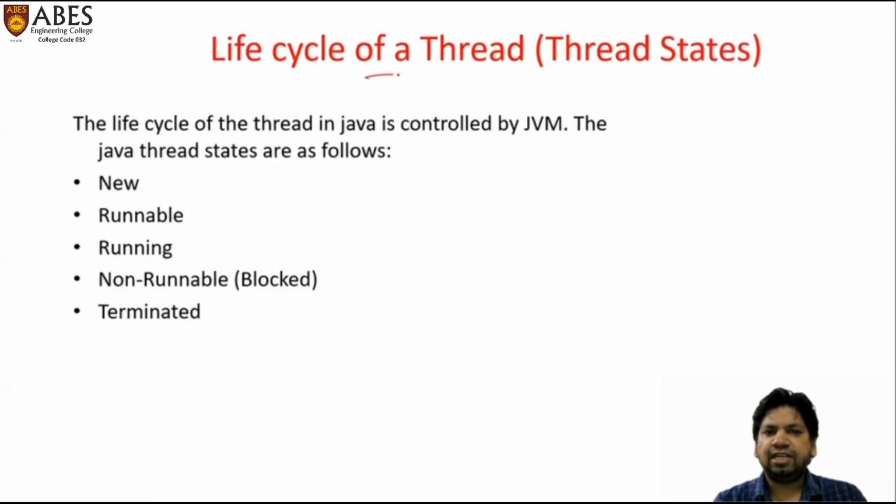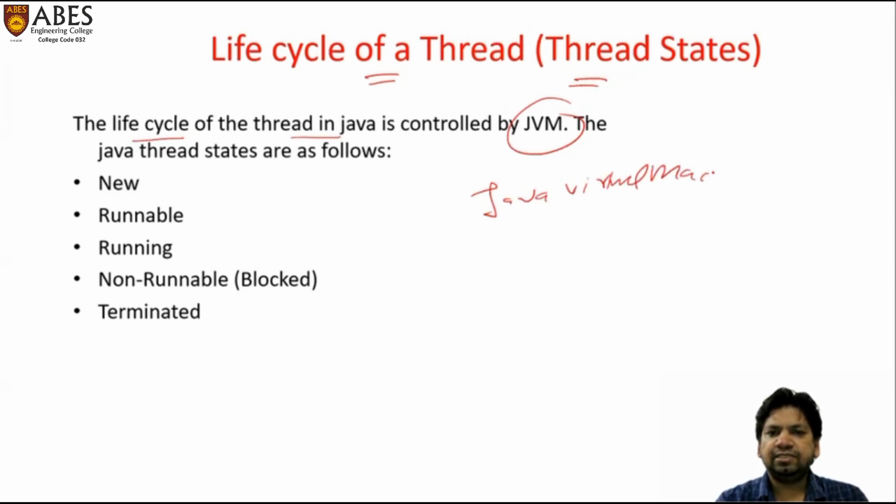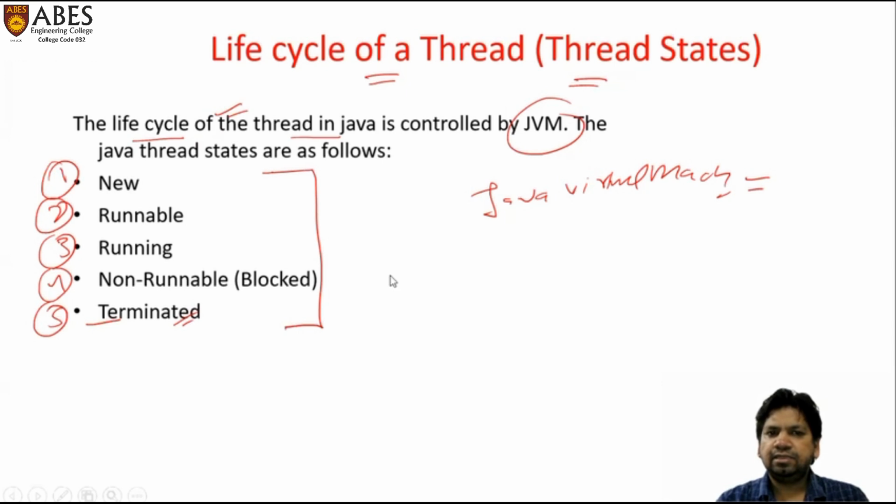What is the life cycle of a thread? This is called thread state. The life cycle of threads in Java is controlled by the JVM, the Java Virtual Machine. There are some stages of the life cycle. First is new, second is runnable, third is running, fourth is non-runnable, which means blocked, and fifth is terminated, which means finished. These are the states of the thread life cycle, starting from new and finishing at the end.